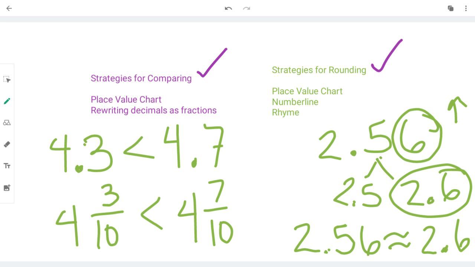And here's a really good example of how 2 and 56 hundredths rounded to the nearest tenth really works. When I have 2 and 56 hundredths, I know that I can round to 2 and 5 tenths or 2 and 6 tenths. When I look next door, I see that there's a 6, so I'm going to let it soar because it's bigger than 5. So 2 and 56 hundredths rounds to 2 and 6 tenths.